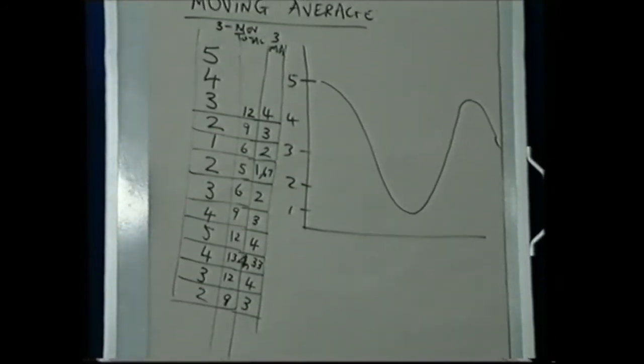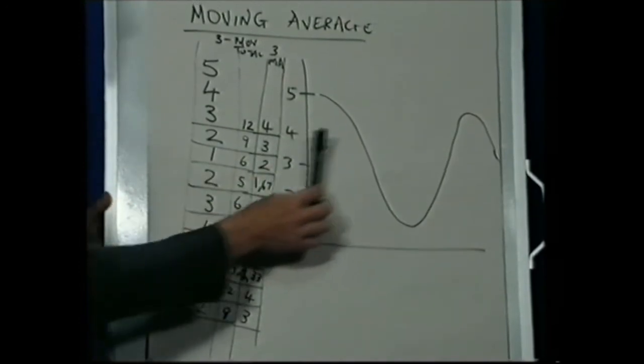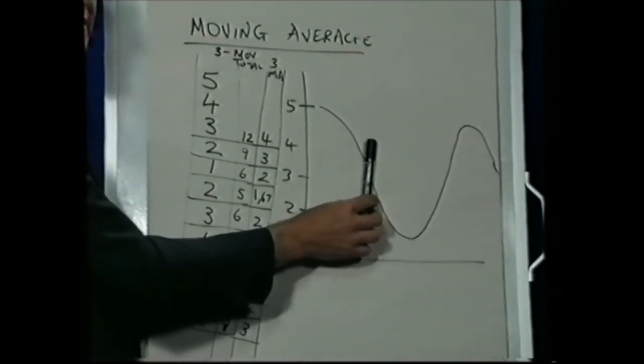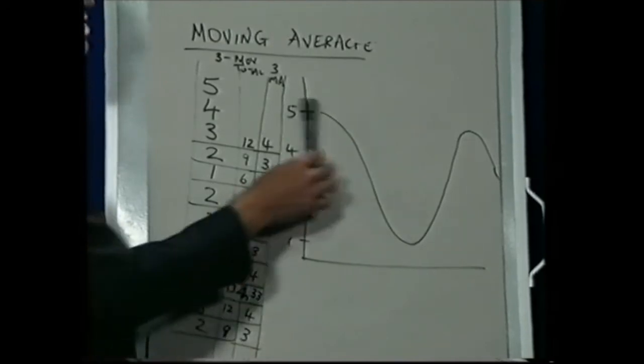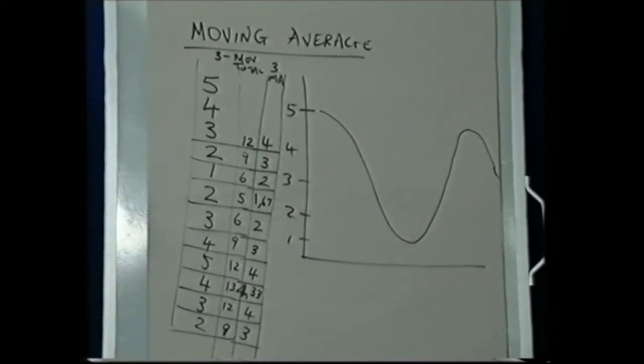Now these figures, which are the moving average figures, can now be superimposed onto this graph. So I'm going to draw the moving average onto the same graph as the price appears. And let's see what happens.